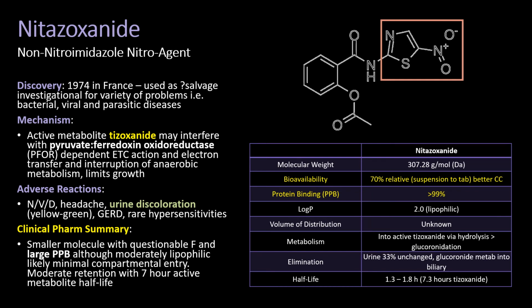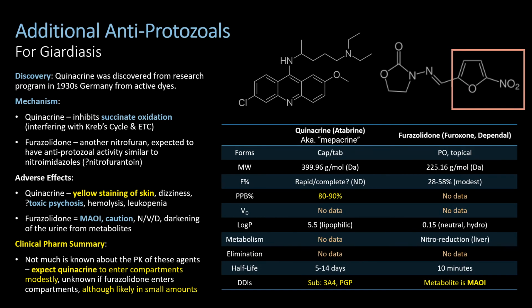Remember that nitazoxanide is well tolerated outside of a greenish urine discoloration and rare hypersensitivities, and is a small molecule with large protein binding, likely minimal compartmental entry, just based on these features alone. Furazolidone is another agent with a nitrofuran group, probably also having nitroimidazole-like activity, and thus why it is used similarly for Giardiasis in some countries over the counter. This should make you think as the clinical pharmacologist. Could we use nitrofurantoin for these infections?